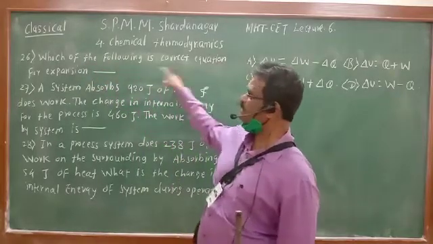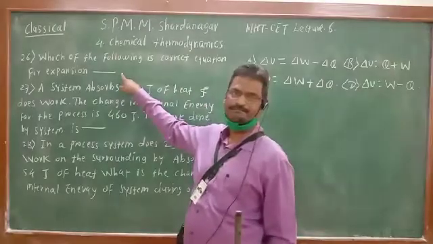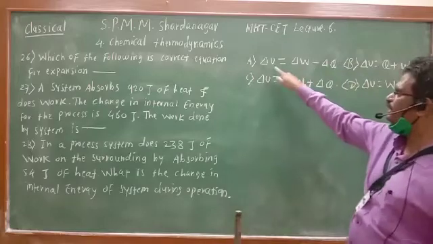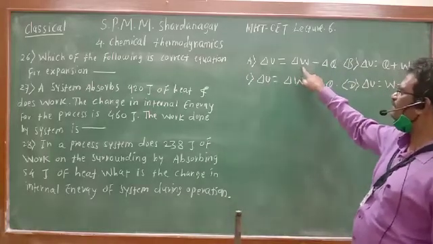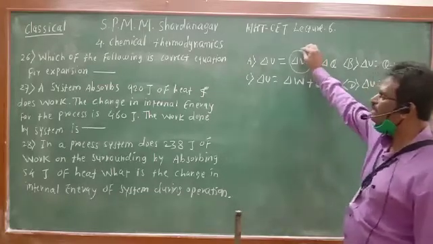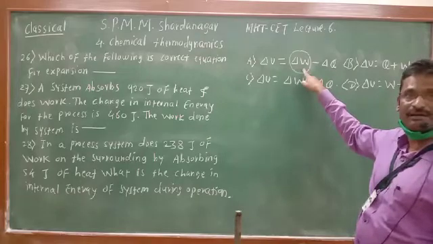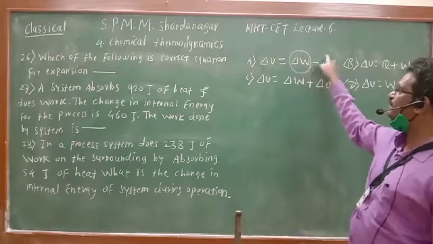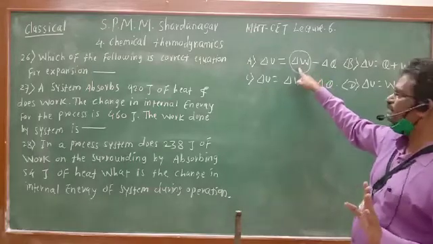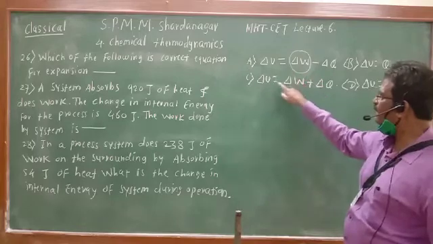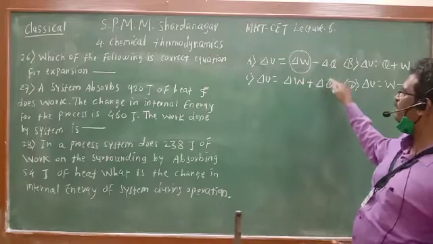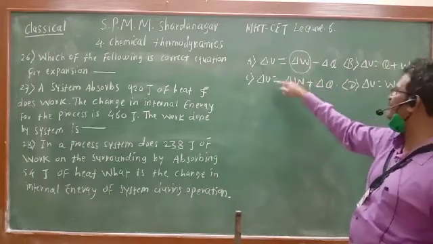Which of the following is the correct equation for expansion? These are the four equations given. Delta U is equal to delta W minus delta Q. Here they have given delta W, work done, and delta Q, treating them as state functions, so it is totally wrong. They are always path functions. A and C are completely wrong, since they have given delta W and delta Q.